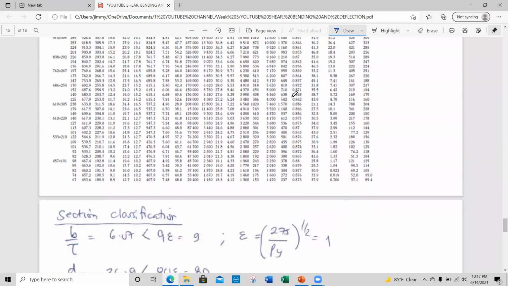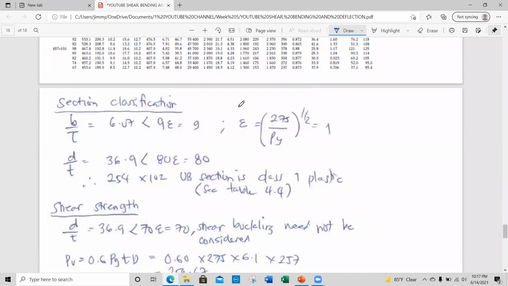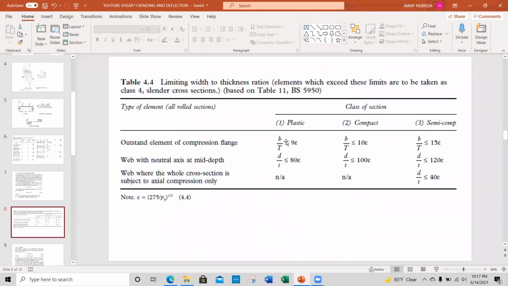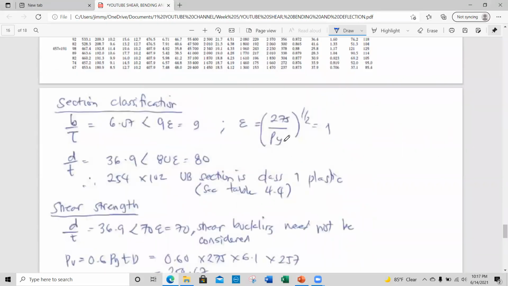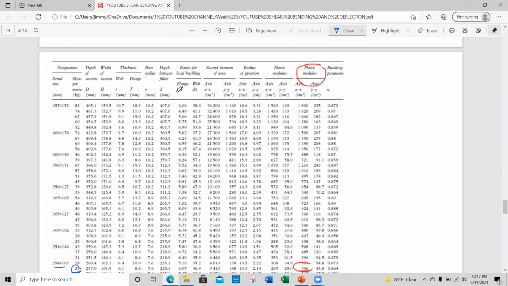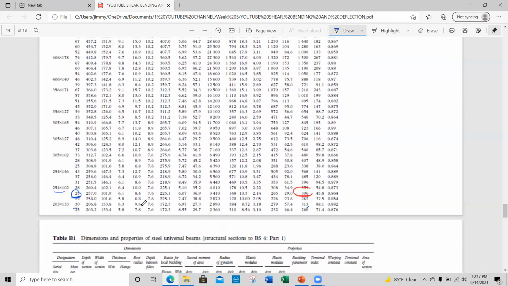Okay, so once you have that one, then we can check the section classification. Class A or class 1, class 2, as you remember this one. So we compute B over T. From here, B over T is 6.07.